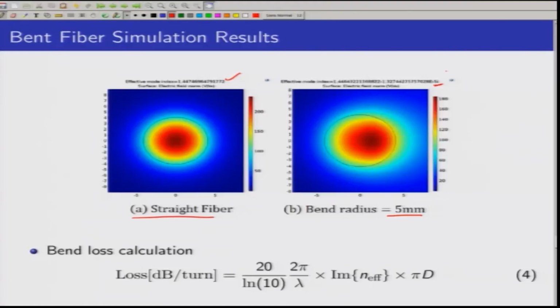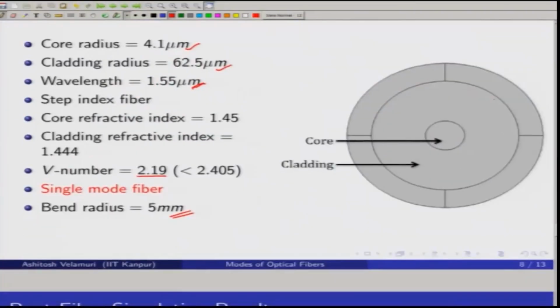This imaginary part can be used, as shown in equation 4, to calculate the loss induced in the optical fiber. Here d is the bend diameter, lambda is the operating wavelength and Im indicates the imaginary part of the effective index. One more important point we need to see here is that there is a third layer, which is a PML, short form of perfectly matched layer.